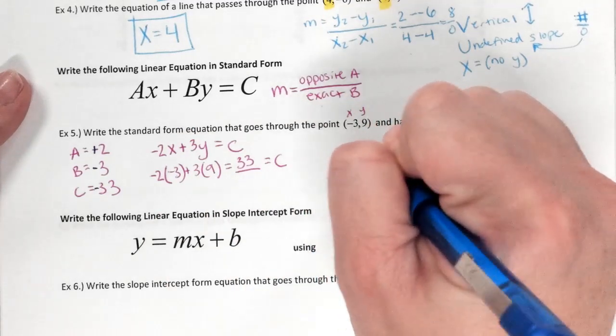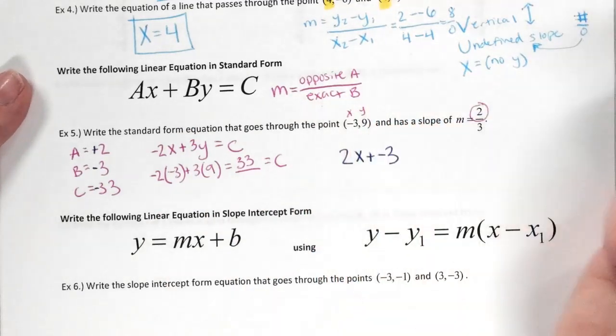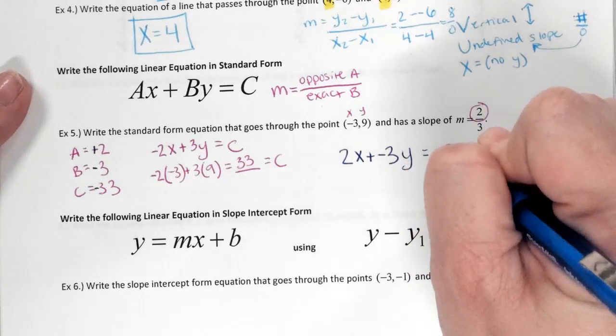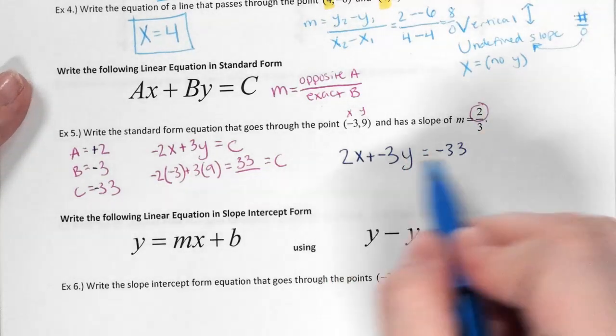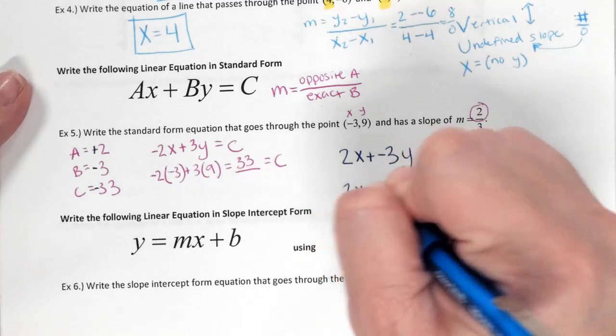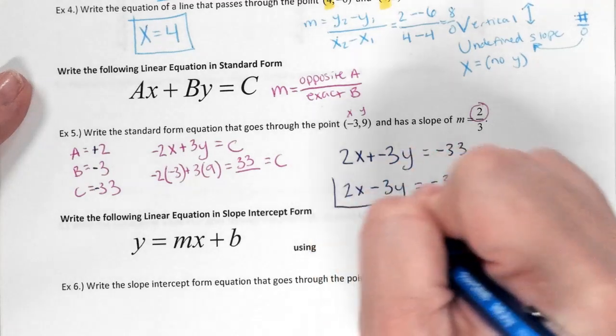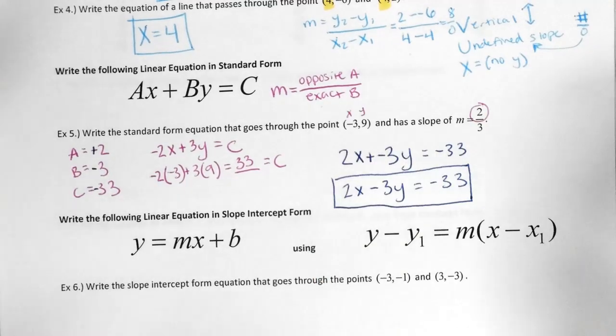So I have +2x plus b is negative 3. I put in plus, I'll rewrite it in a second. y equals c, which is negative 33. So the proper way you're going to see this is 2x minus 3y equals negative 33. However, if you put plus a negative, that's the same thing as subtracting, so I would not count off. Okay?